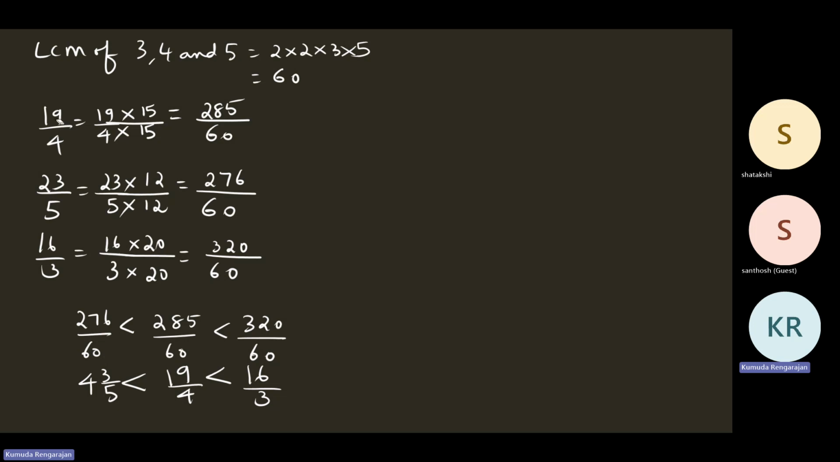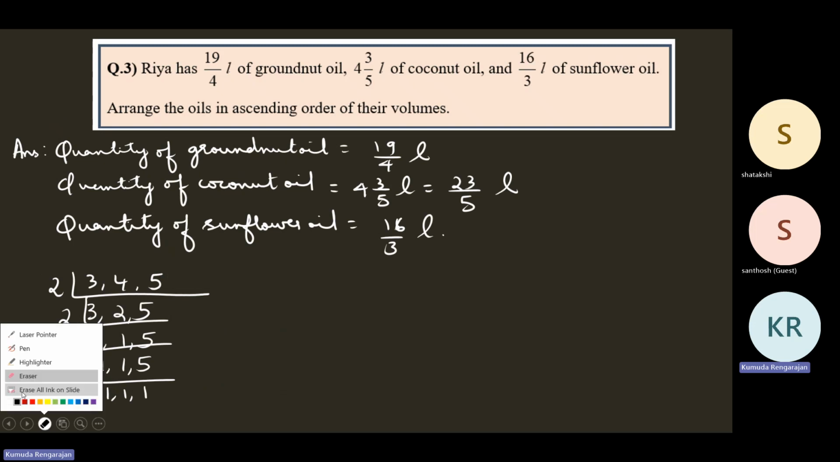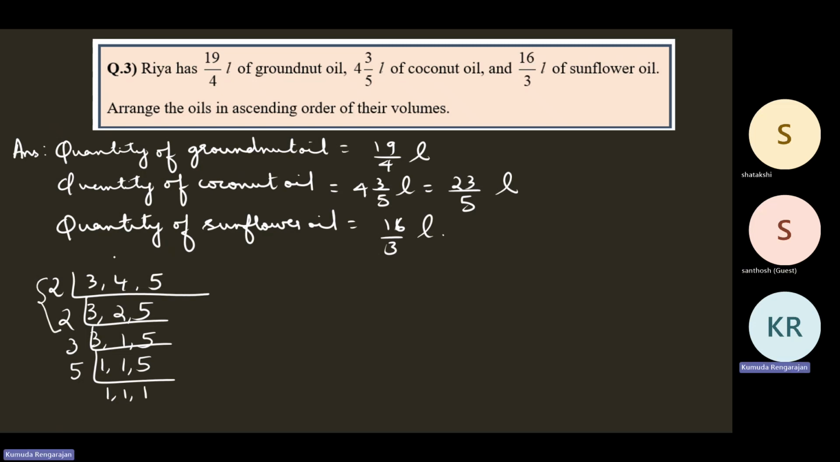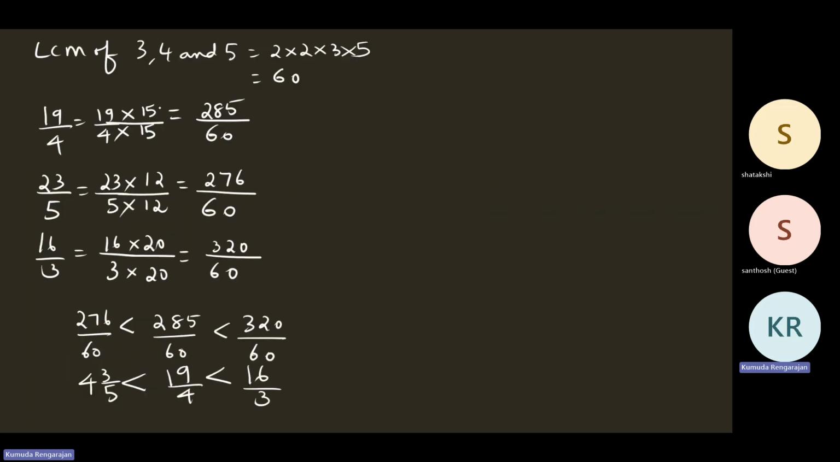So in the fraction 19 by 4, the denominator is 4. So you must go back to the LCM working and find 4. You don't find 4, but 4 is 2 into 2. Leave those two numbers. The remaining numbers are 3 and 5. Find their product. 3 into 5 is 15. That is the number by which you should multiply the numerator and denominator.